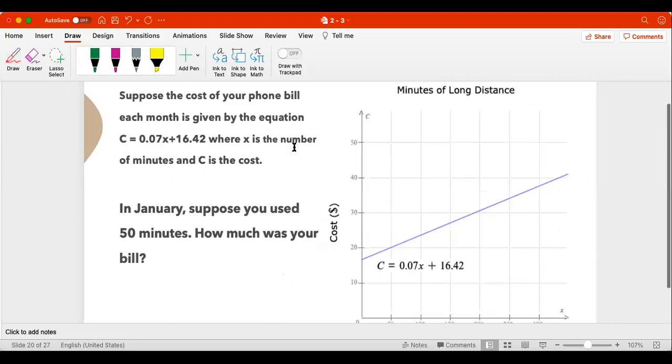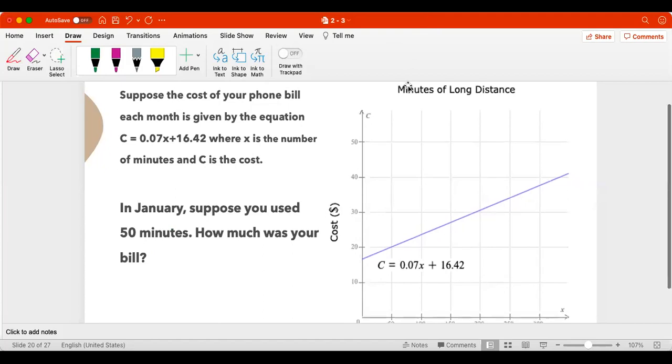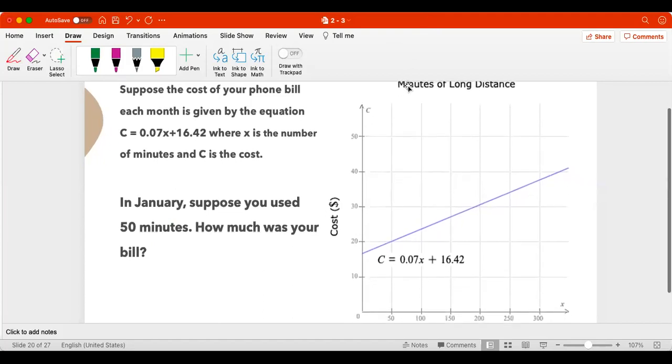Okay, the next thing is we're going to do an example of an application involving a phone bill. So I'm going to read this out. If you need to pause the video and read it yourself, you can do that as well. So suppose the cost of your phone bill each month is given by this equation. C is equal to 0.07X plus 16.42, where X is the number of minutes and C is the cost.